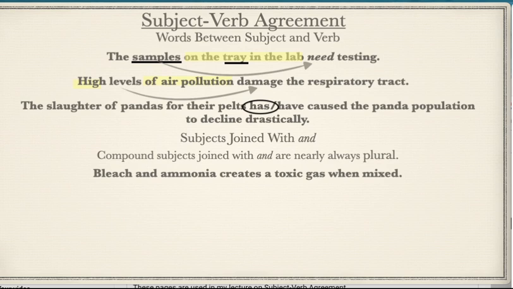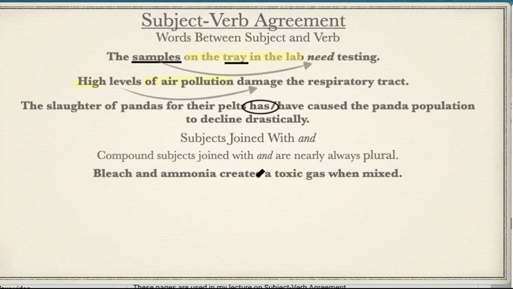So, since compound subjects are almost always plural, as was indicated just a moment ago, we should use the verb create. Bleach and ammonia create a toxic gas when mixed. Now, let's deal with that lurking question in the back of your mind. What do you mean by nearly always, Mr. McGill?